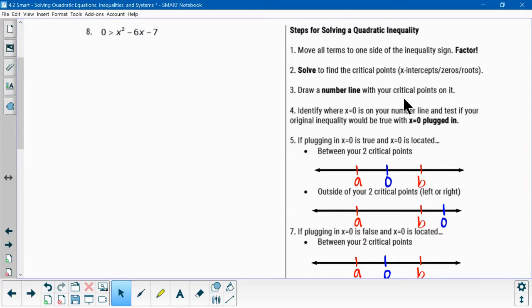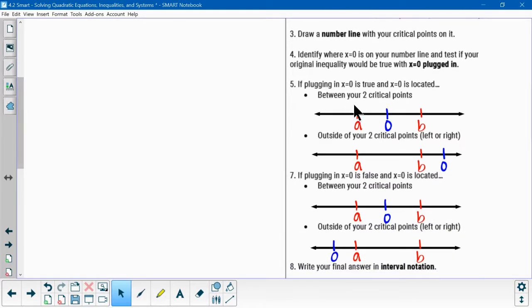We're going to draw a number line and put our critical points on it, and then we're going to figure out where 0 is in terms of those critical points. And we're going to plug it in and see if it ends up being true. Now, if when we plug in x equals 0 it's true, and it happens to be located between our two critical points, we're going to shade everything in between those 2 points. If it's outside of our 2 critical points, either on the left-hand side or the right-hand side, we're going to shade both the left and the right.